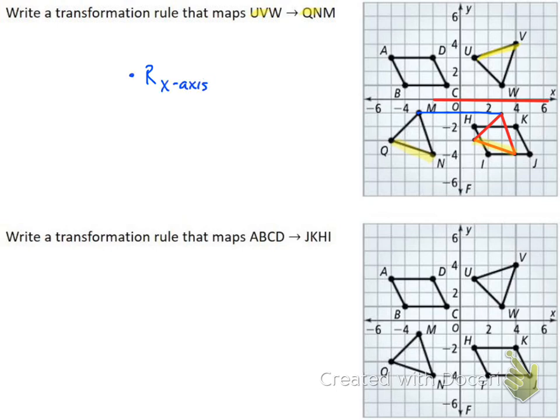And then the second thing that I did that I'm going to write first is a translation. It's left 6. So it's a translation of -6, 0. Of my preimage, UVW, is equal to QNM. Again, that was a left 6, which is a -6.